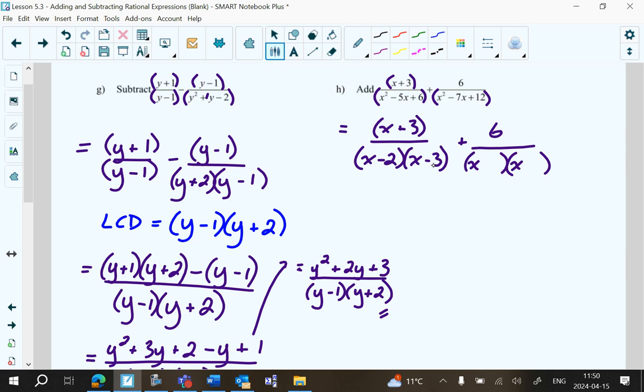What about the second one? Again, they're going to be both negatives. I can tell because the sum's negative and the product's positive. 3 and 4, -4, -3. What's our LCD? x minus 2, x minus 3, and x minus 4.